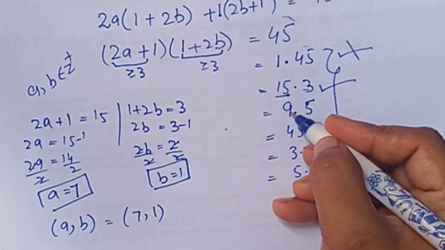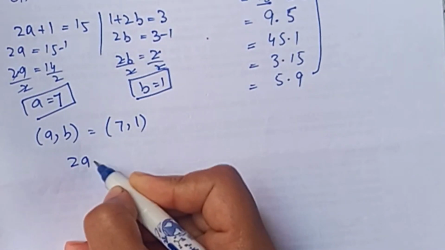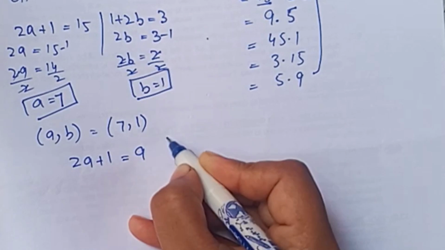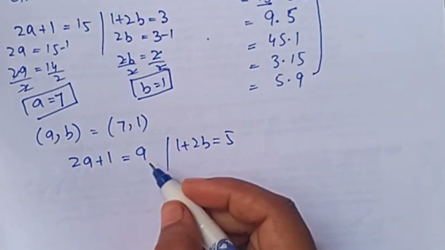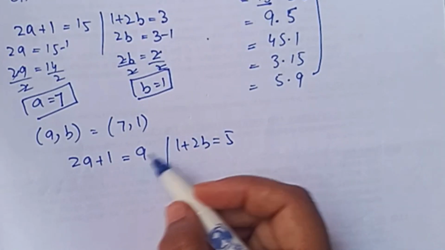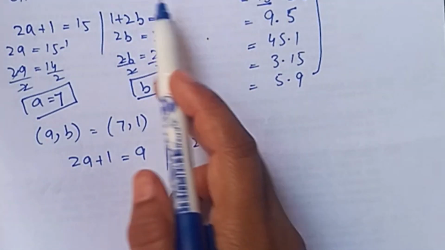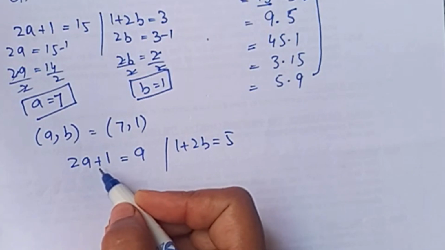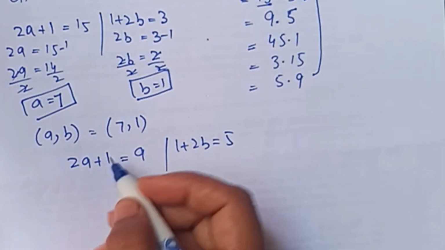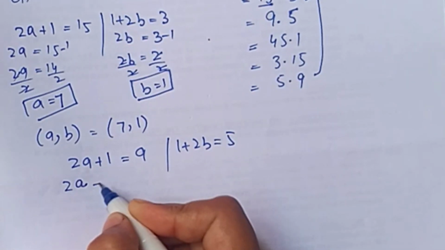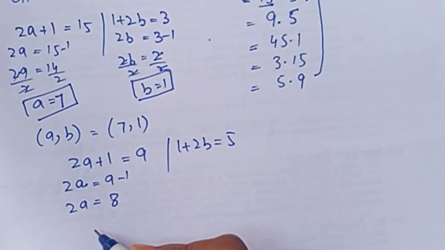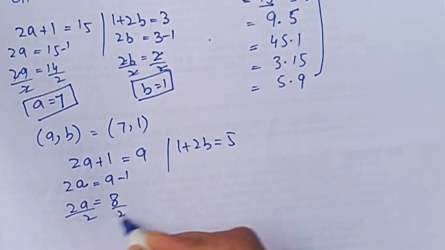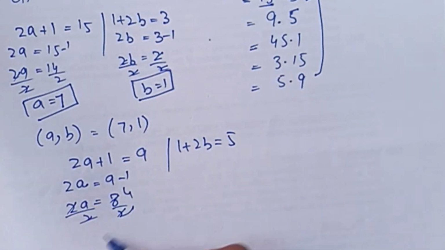Now look at this. This implies 2 times a plus 1 is equal to 9, and 1 plus 2b is equal to 5. We can use this factor pair because 9 and 5 both are greater than 3. So for this, subtract 1 on both sides, we get 2 times a is equal to 9 minus 1, and 9 minus 1 is 8. In the next step, divide this by 2 on both sides. So 2 ones are 2 and 2 fours are 8. So we get a is equal to 4.